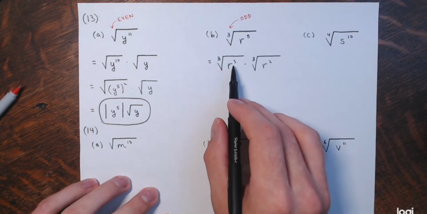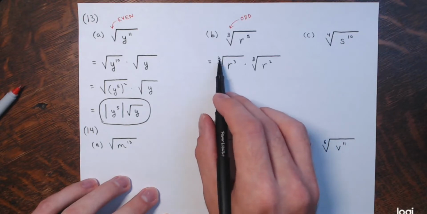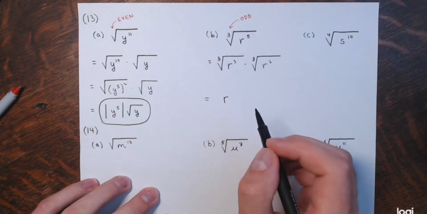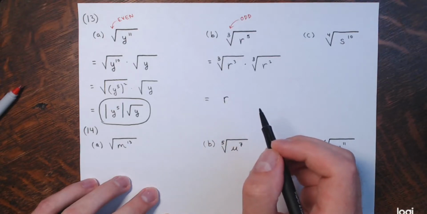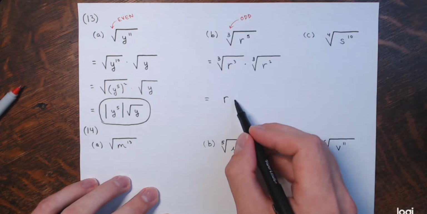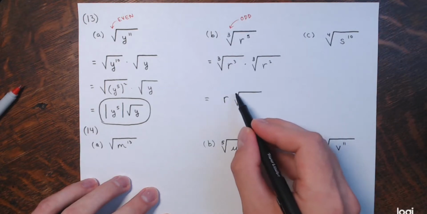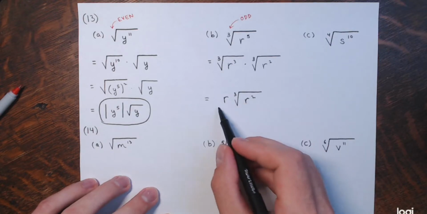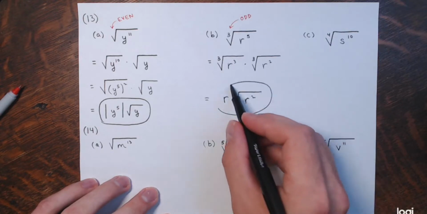And now I have a cube root of a cube, so those undo each other. I'm left with just R. No absolute value, because it's an odd root. R times the cube root of R squared. And there you go. That's as simple as that gets.